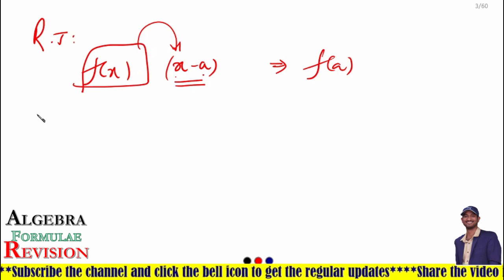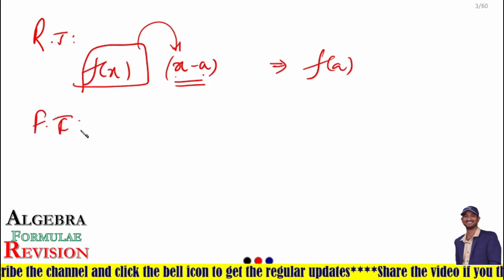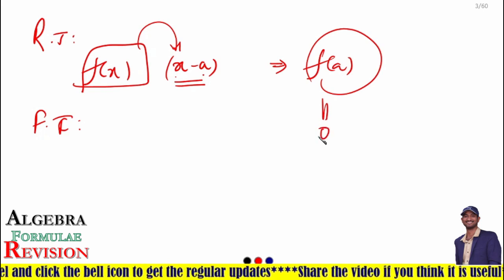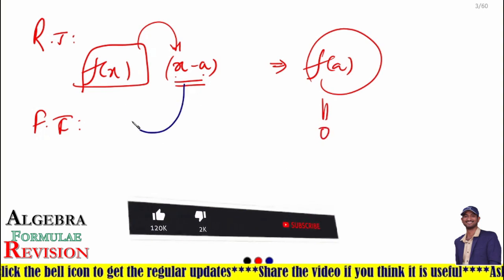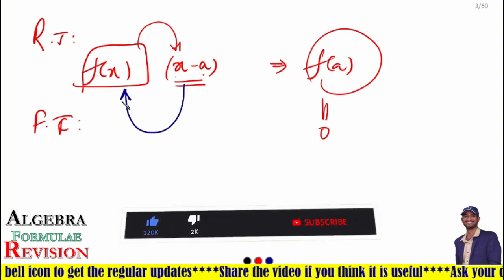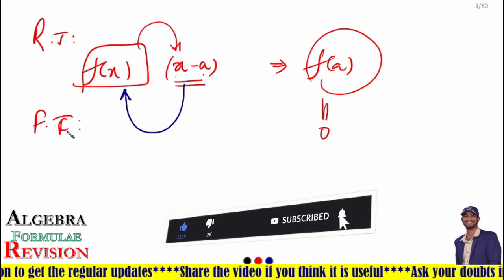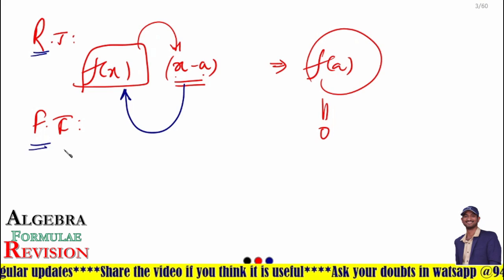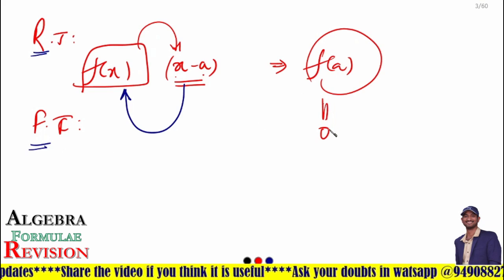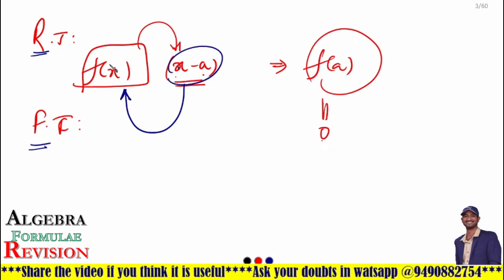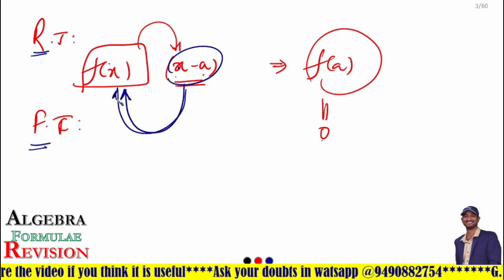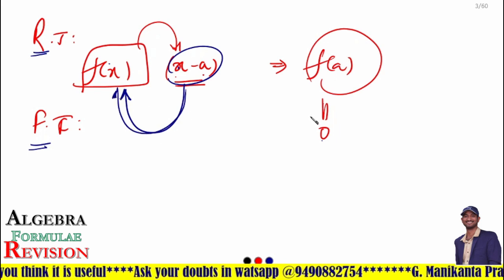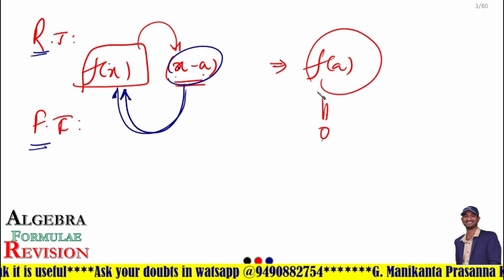Now the factor theorem. What is the factor theorem? If f of a, this remainder, is equal to 0, then x minus a will be a factor of the given expression f of x. Remainder theorem and factor theorem are both very important. If f of a is 0, then x minus a is a factor, or if x minus a is a factor, then f of a is equal to 0. This is another important thing.